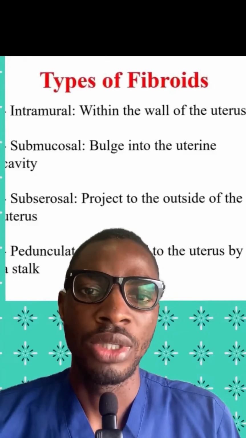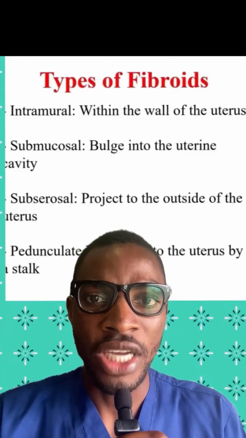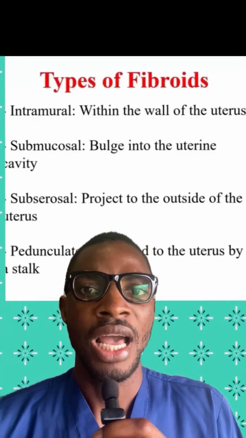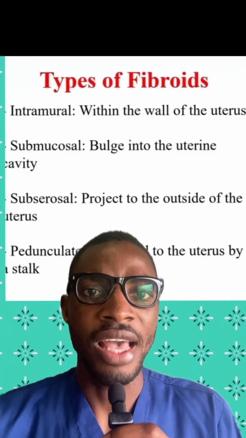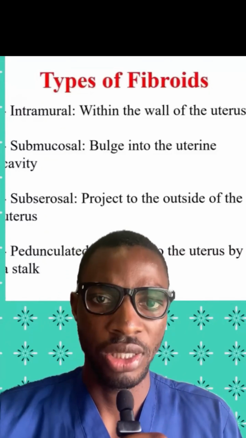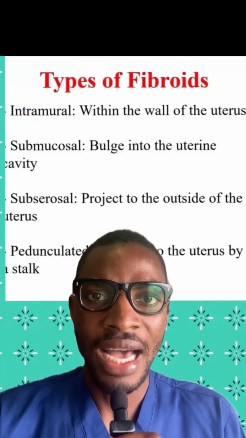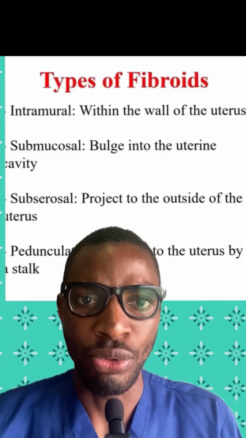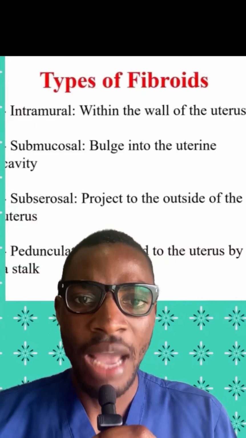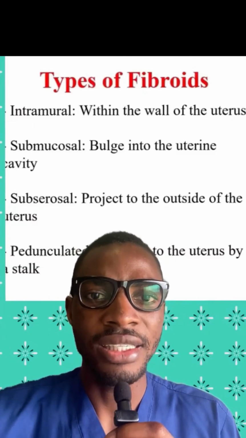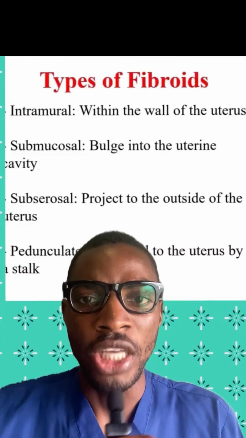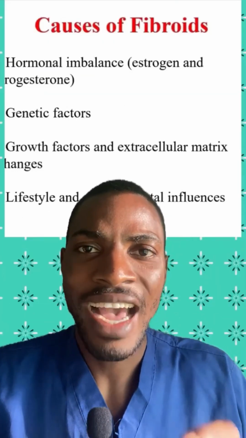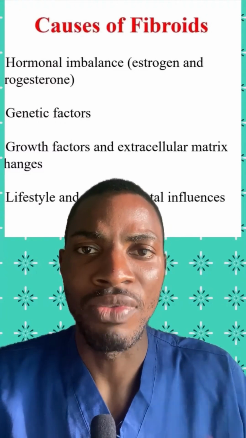Now, the number three type of uterine fibroid is called subserosal uterine fibroid, and this type of fibroid projects itself outside of the uterus. The last type of uterine fibroid is pedunculated fibroid, and this is the type of fibroid that attaches itself to the uterus with the use of what? Stalk.